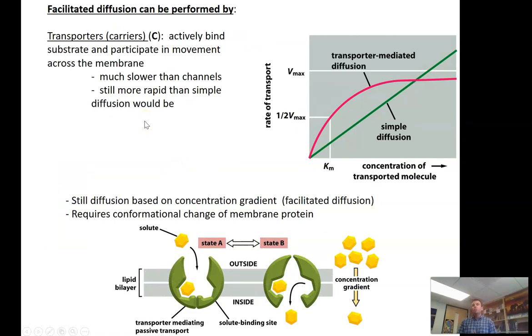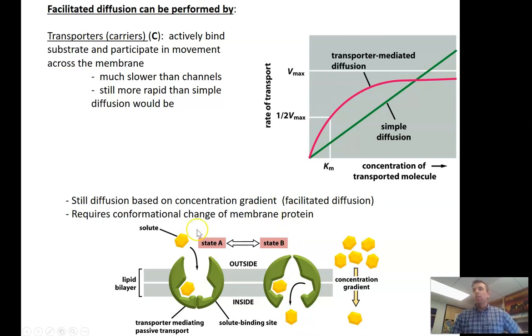And I do want to emphasize that unless we're talking about active transport, facilitated diffusion is still based on a concentration gradient. But facilitated diffusion basically means that you have a transmembrane protein that has to open to one side, it's going to bind, and then it's going to open to the other side. So here, on one side, your solute binds. That triggers a conformation change that opens it to the other side, and the solute is going to be released.